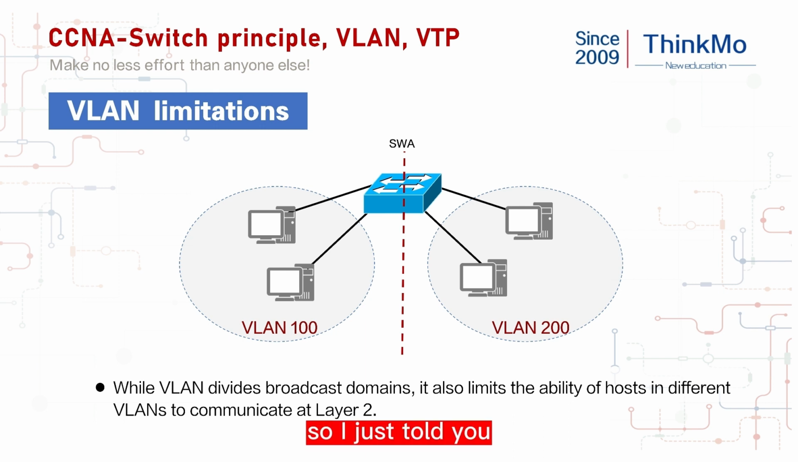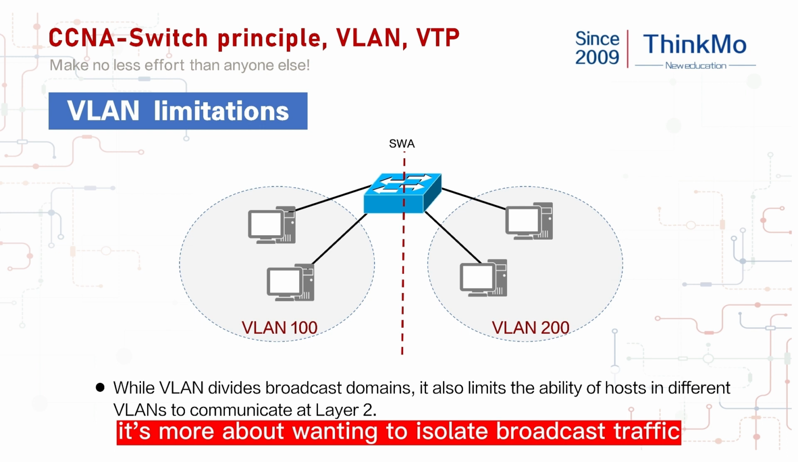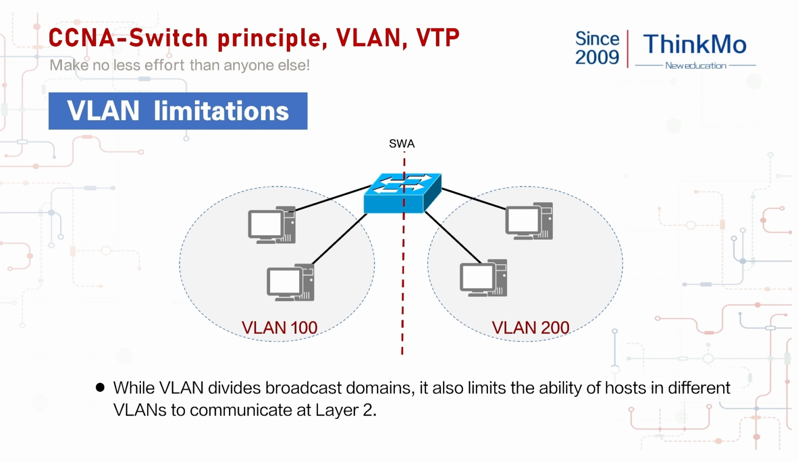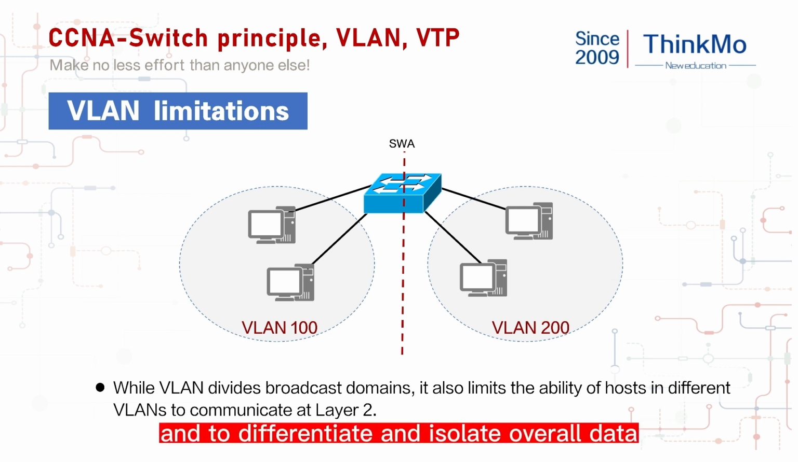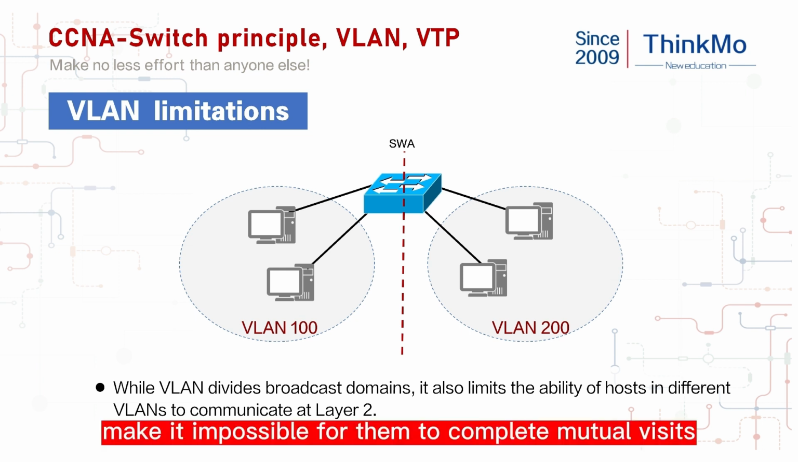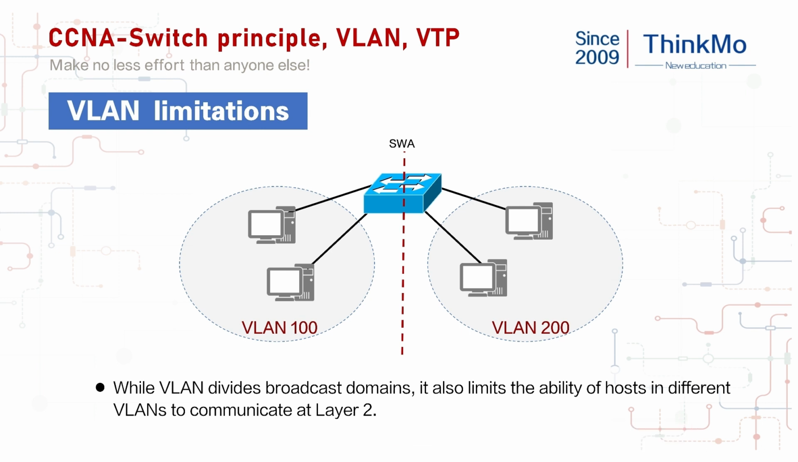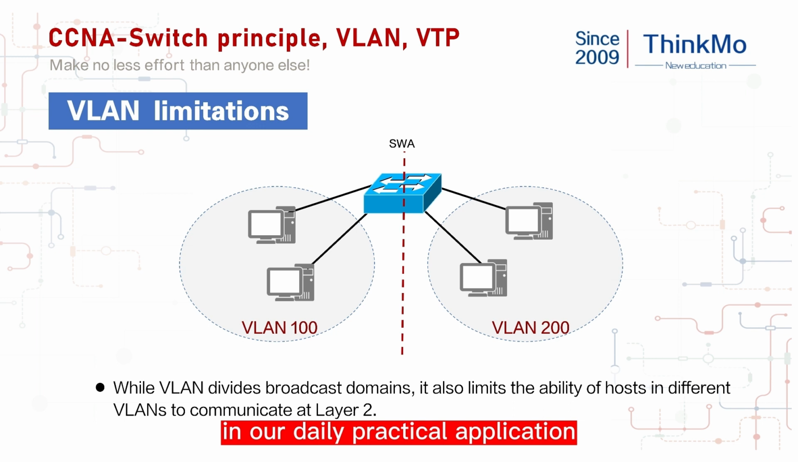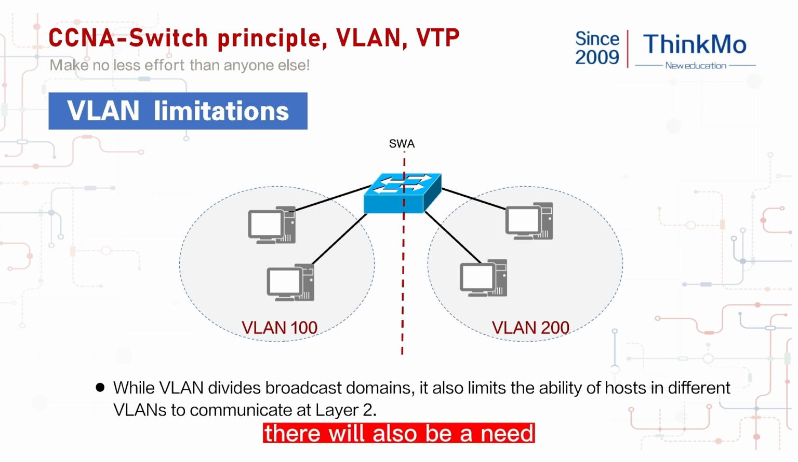So I just told you, for the entire VLAN, it's more about wanting to isolate broadcast traffic and to differentiate and isolate overall data. For example, for different departments, I can rely on VLANs to differentiate different traffic and make it impossible for them to visit each other. But in fact, in our daily practical application, there will also be a need for mutual visits between hosts.